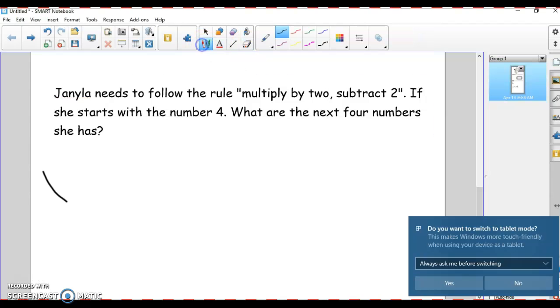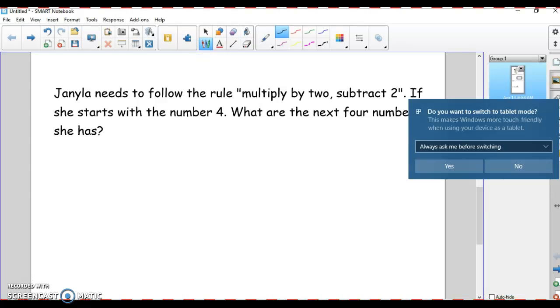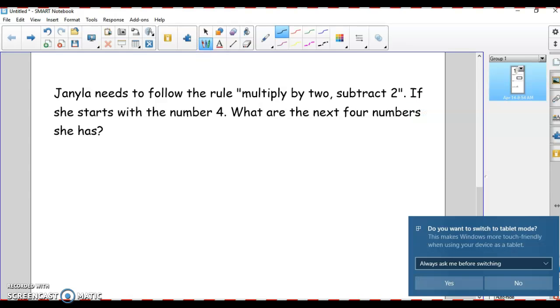All right, class. So today we're moving away from area and perimeter and moving into numbers and patterns and following certain rules that the problem gives you. So today we're going to focus on Janila's problem here. It's saying Janila needs to follow the rule multiply by 2, subtract 2. If she starts with the number 4, what are the next 4 numbers she has?